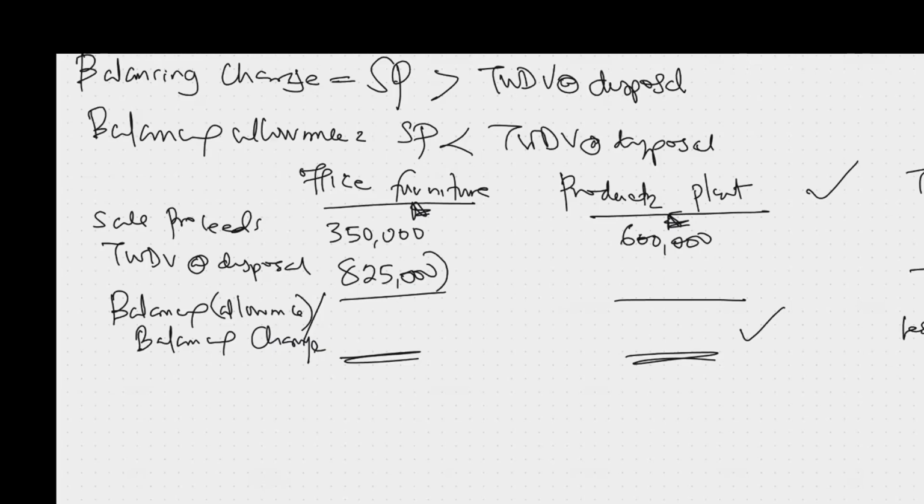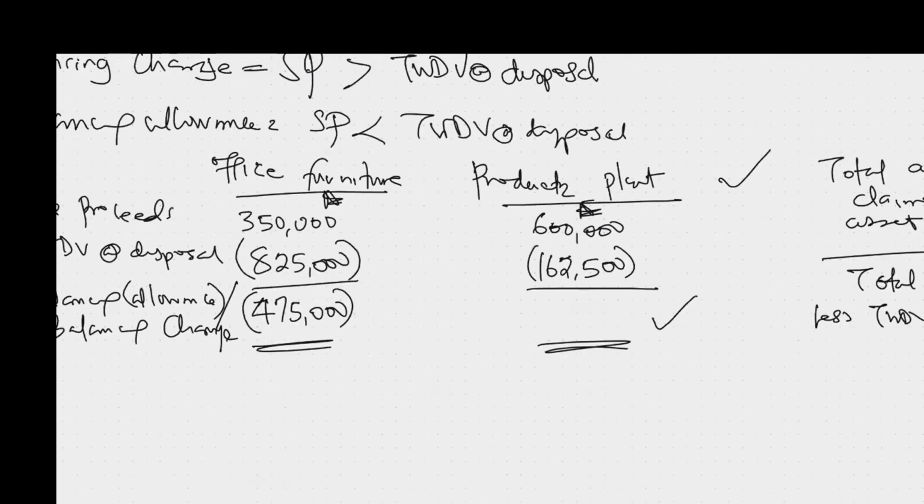So this one will be what? What's my balancing allowance here? For office furniture it is 475,000. Thank you. Negative, balancing allowance. What about this? 437,500. That is balancing charge.